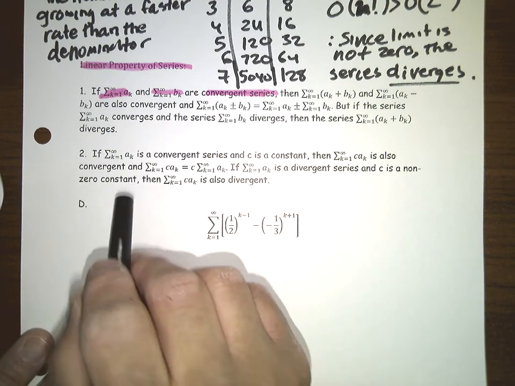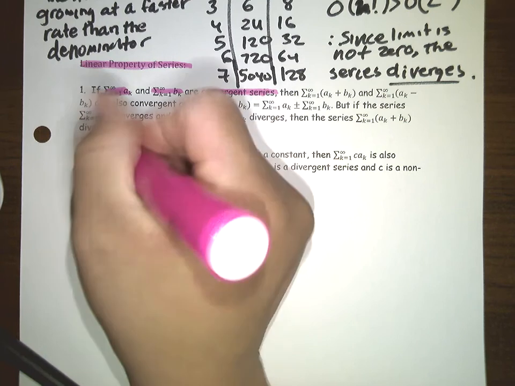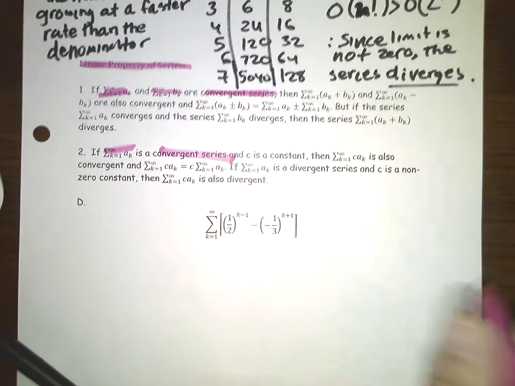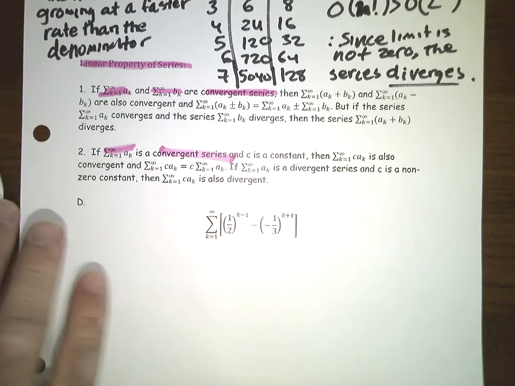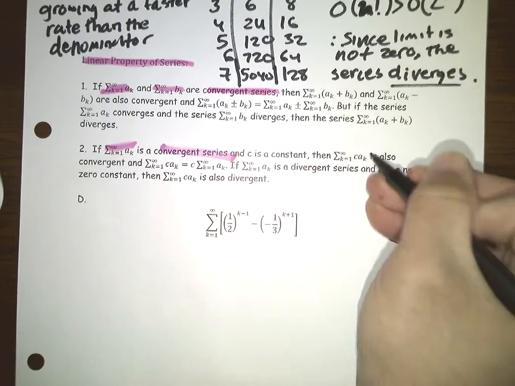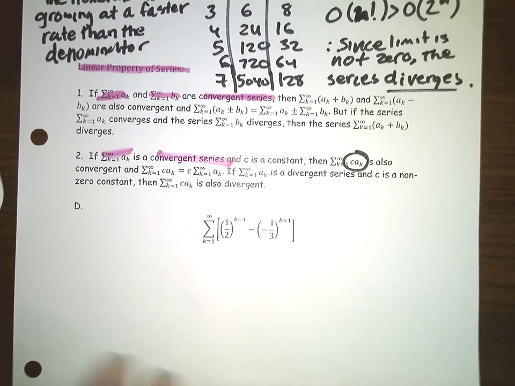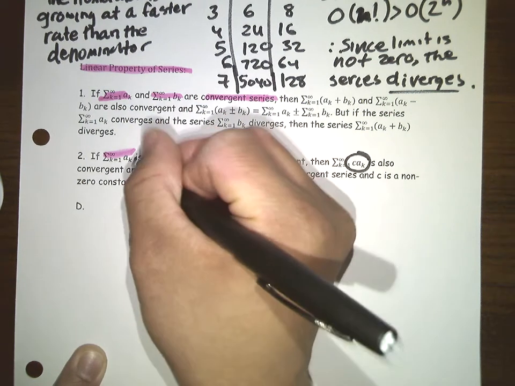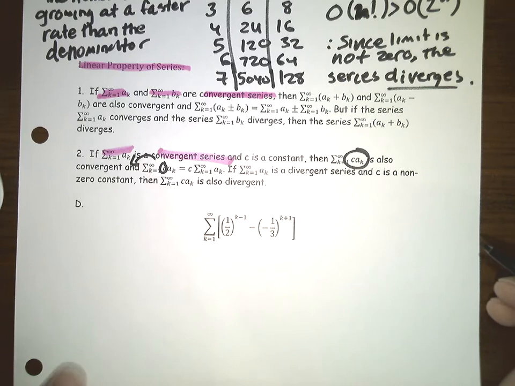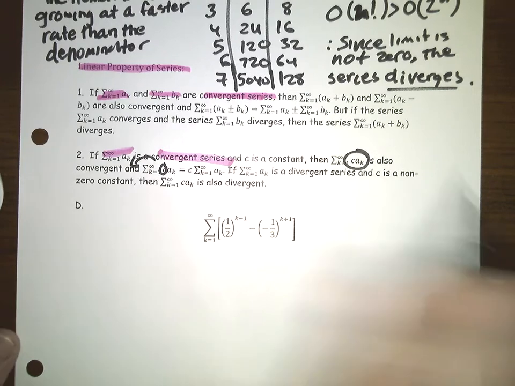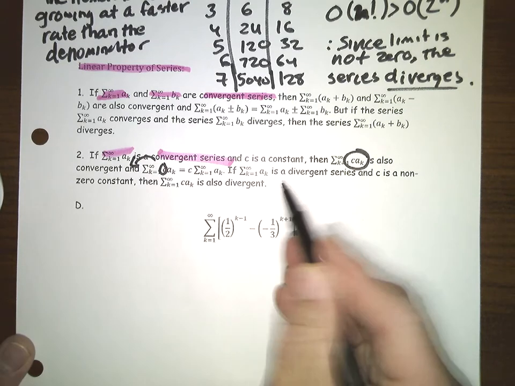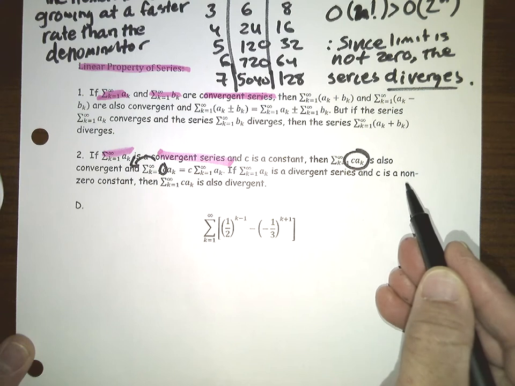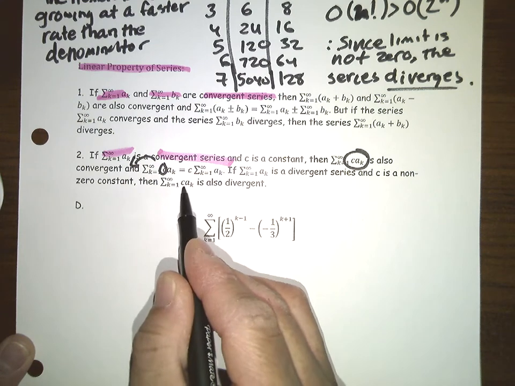And if A is a convergent series and C is a constant, then CA is also convergent, and you can bring that constant C in front of the series by the homogeneous property for the sums here. And if A is a divergent series and C is a non-zero constant, then the series CA is also divergent.